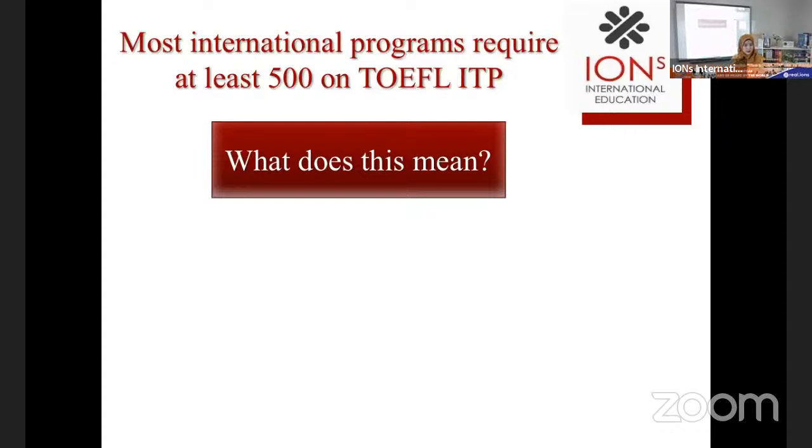All right, next. Yes, this one. This is very important. This is essential, right? Most international programs require at least 500s. The score is 500s on TOEFL ITP.